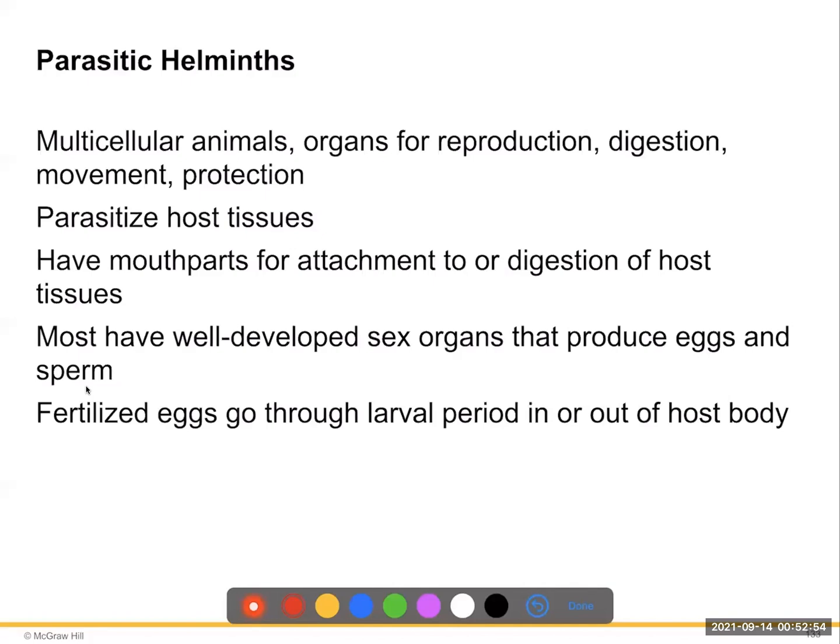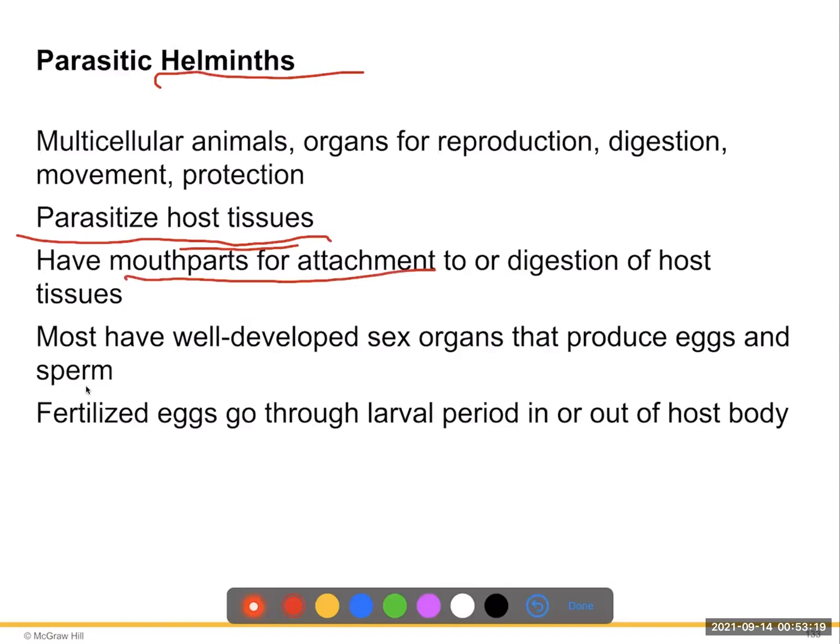Parasitic helminths. These are parasitic worms. They're multicellular animals, have organs for reproduction, digestion, movement, and protection. They parasitize host tissues. They invade your host and they act as parasites. They have mouth parts for digestion of host tissues, so they can eat your own tissues.